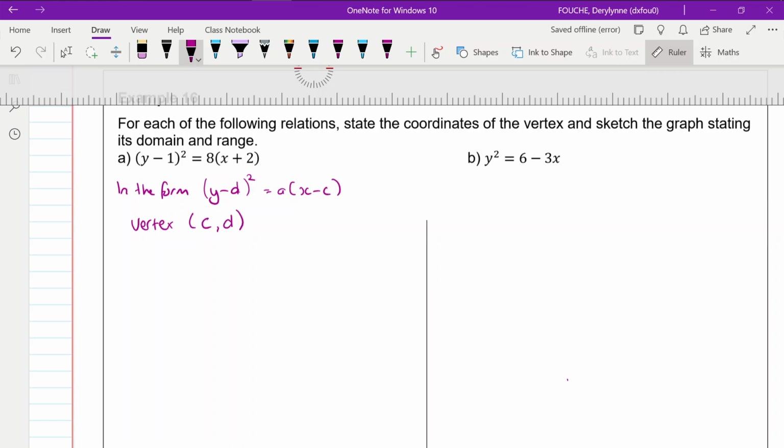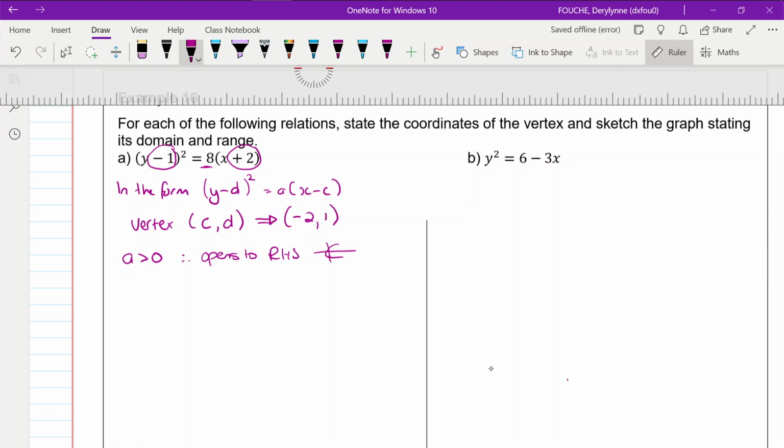So my vertical shift for my vertex would be +1, and my horizontal shift will be -2. So my vertex will be at -2, 1. Be careful that you don't mix up your x and your y. Now my a value is positive, and we know that a is greater than 0, therefore it opens to the right. So it's going to look something like that.